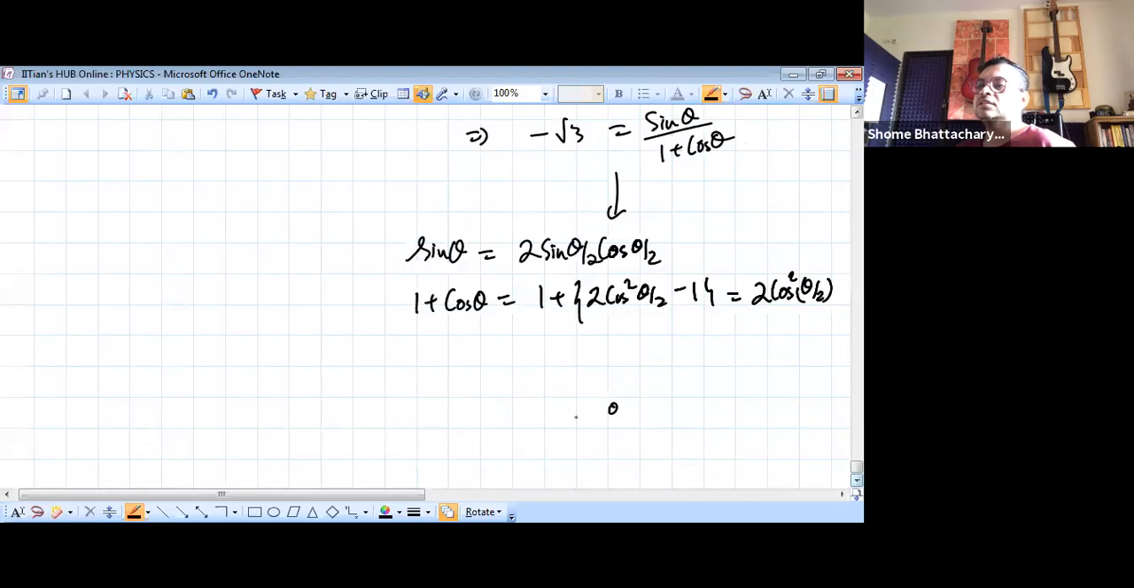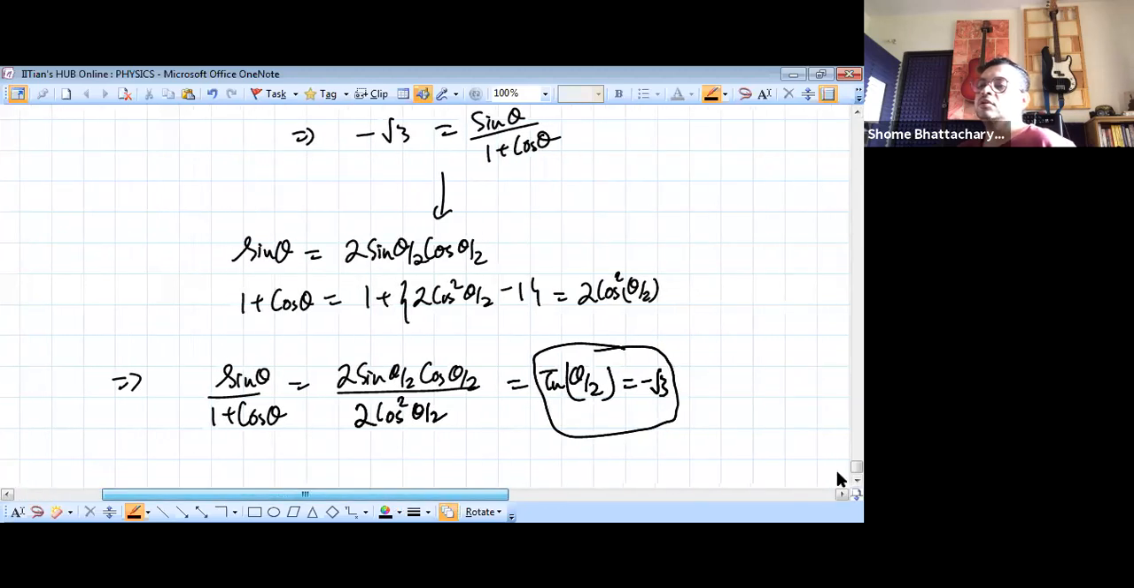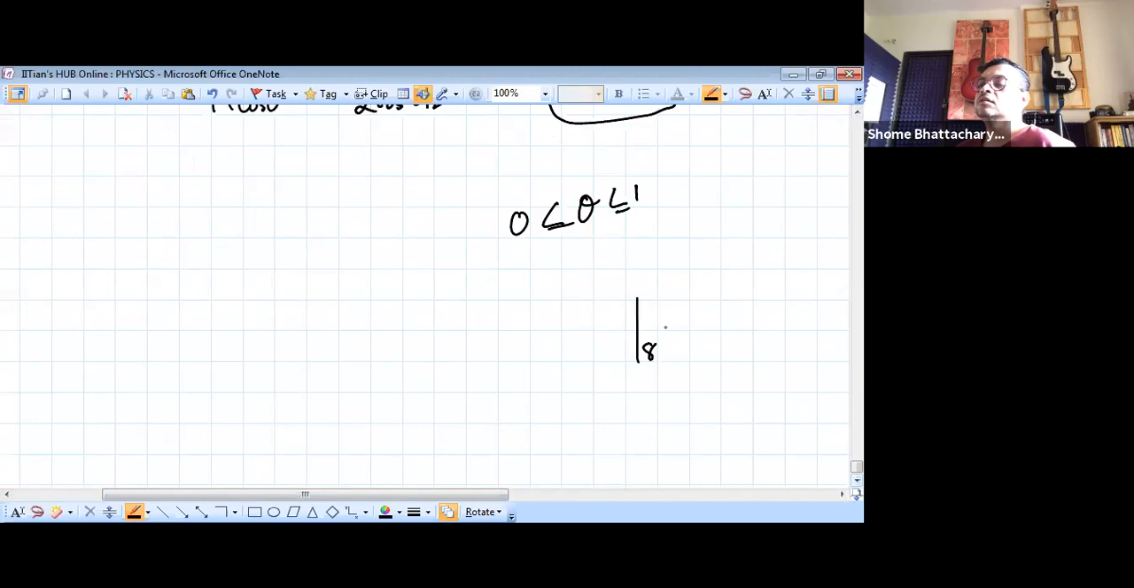So we will get sine theta upon 1 plus cos theta as 2 sine theta by 2 cos theta by 2 upon 2 cos square theta by 2. That is nothing but tan theta by 2. Now you are getting tan theta by 2 as minus root 3. According to this, it is not possible. Why is it not possible? Because theta is specifically between 0 and 180.